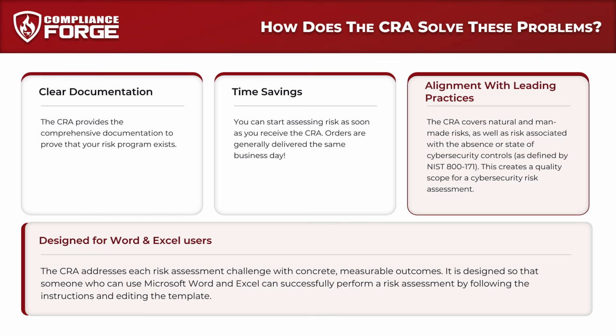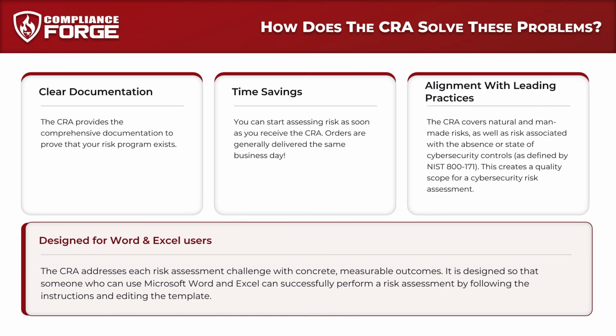And the third is alignment with leading practices. The CRA covers natural and man-made risks, as well as risk associated with the absence or state of cybersecurity controls, as defined by NIST 800-171. This creates a quality scope for a cybersecurity risk assessment. It is designed so that someone who can use Microsoft Word and Excel can successfully perform a risk assessment by following the instructions and editing the template.